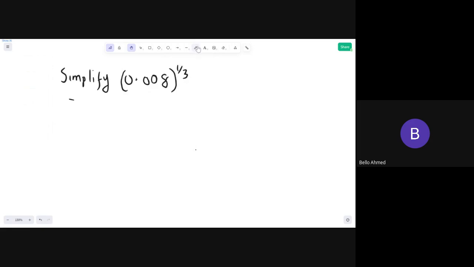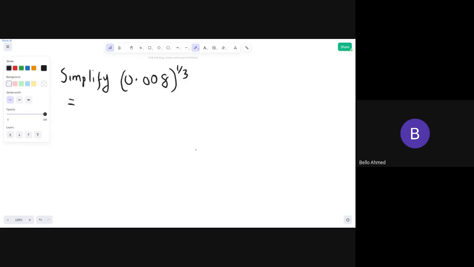So, what we are going to do is this equals to, now, what we have in the bracket is actually in decimal. So we are going to change it to fraction. That's the first thing. Whenever you have decimal like this, we are going to change it to fraction. So you are going to change 0.008 to fraction. Now, how do we change it?